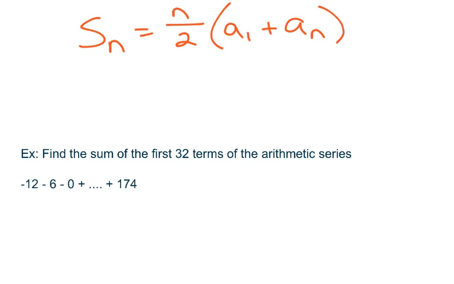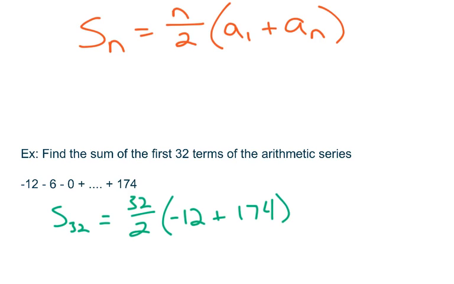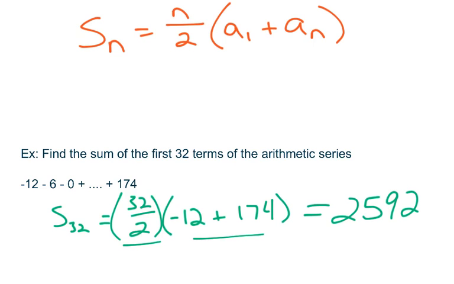Once we have this information, we can just plug this into our formula, and it works itself out pretty quickly. We're looking for the sum of the first 32 terms, so s sub 32 is equal to, again, our n is 32, so 32 over 2 times our first term, which is negative 12, plus our last term, 174. This is something you can type in the calculator. If you want to make this 16 and this 162, you can. If you want to just type it in like this in your calculator, you certainly can. I would just say maybe make sure that's in parentheses, and then just figure this out. It's going to be 2,592. Again, a lot faster than having to write out the first 32 terms.